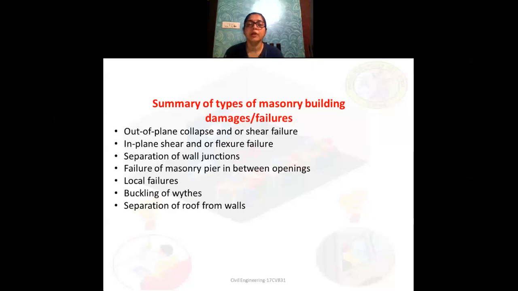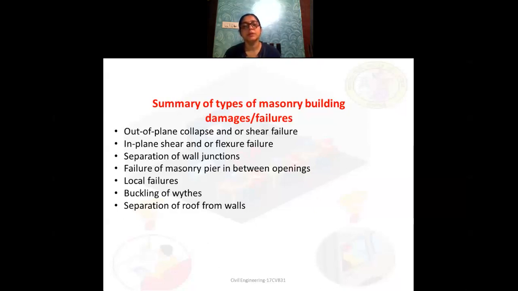Then in plane shear and or flexure failure: a shear wall that is parallel to the axis of the ground motion will undergo shear stresses as well as bending stresses. So it will undergo in plane failure, and due to the bending there is separation of the joints, separation of the corners of the shear wall and the cross wall. Next, separation of wall joints, which we also discussed. Then failure of masonry piers in between openings. The chances of masonry pier failure are more, especially at window openings. We can notice diagonal cracks from the window opening to the column.